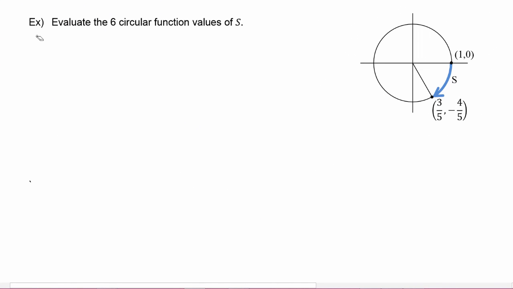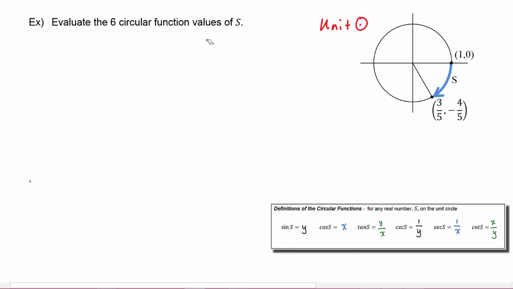Next, we'll try an example where we have to evaluate the 6 circular function values of S. Now we're given this diagram here, and we know we're on a unit circle because the center is here at the origin and we see that a point on the circle is 1, 0, so we know this distance is 1, and this is a unit circle. Once we're on the unit circle, that means the circular function values will apply.